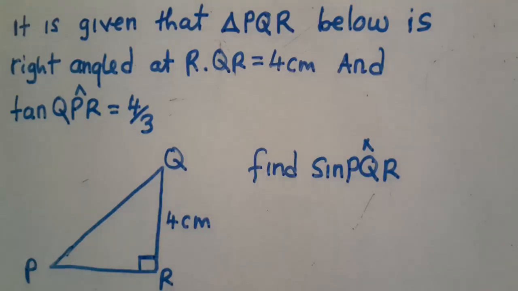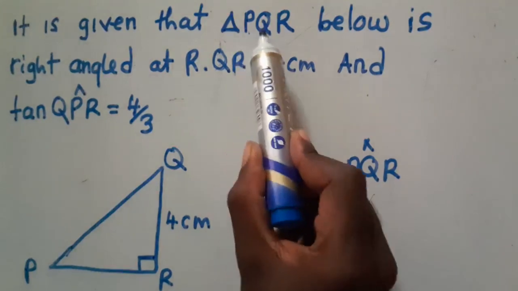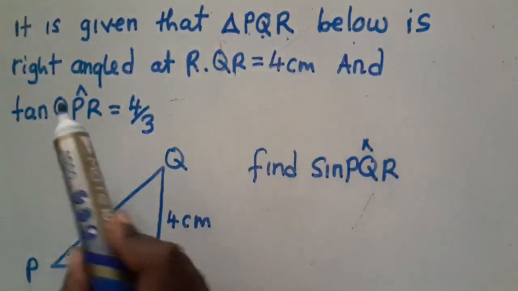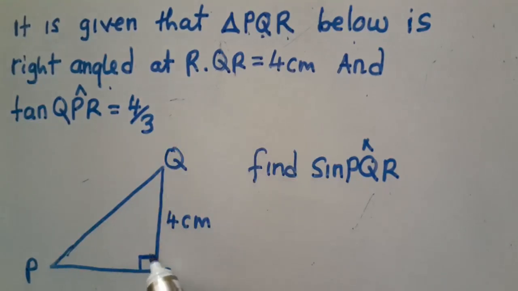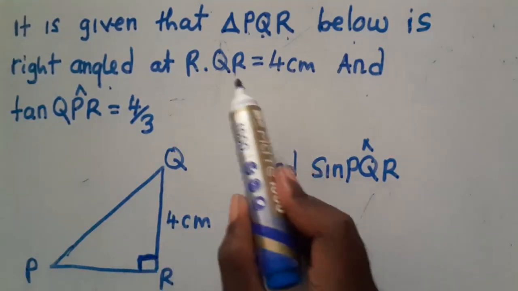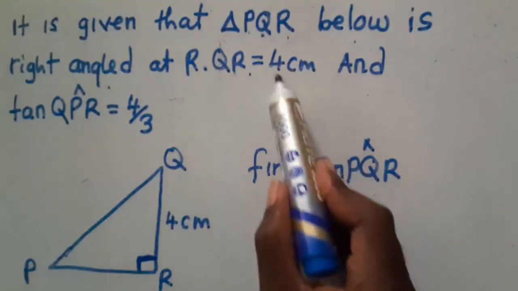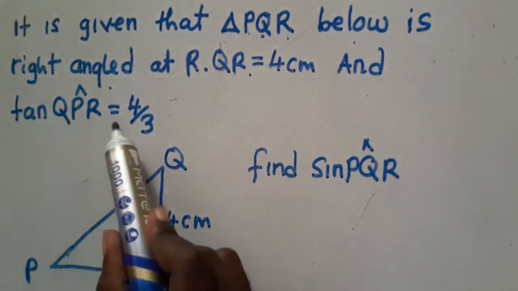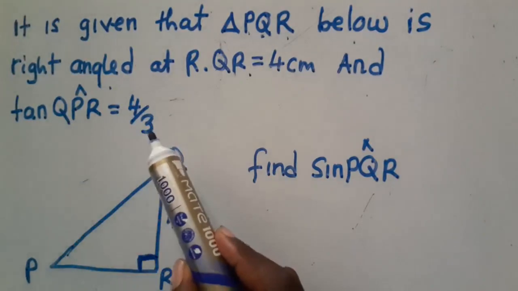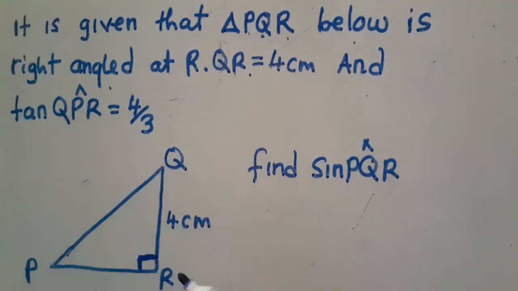So the first question is a 2017 question. It says it is given that triangle PQR below is right angled at R, so it is right angled at R here. QR is 4 centimeters and tan QPR is equal to 4/3. This is the question which you are given, and what are you told?